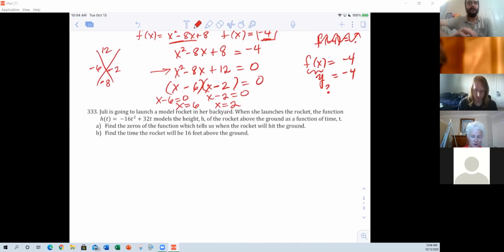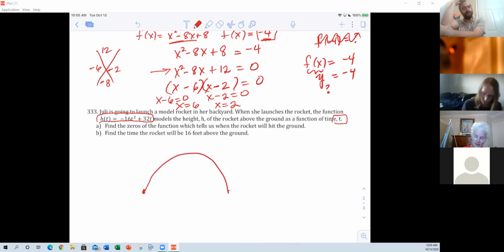Now, this book loves launching rockets and throwing balls and throwing stones off of cliffs. So Julie is going to launch a model rocket in her backyard. And when she launches the rocket, this is the function that represents the height of the rocket above the ground at time t. Okay, so she launches the rocket and it starts on the ground and it does like this, and then it hits the ground.